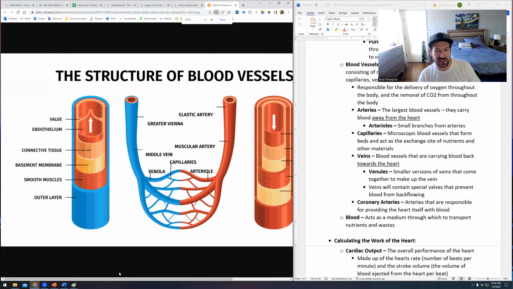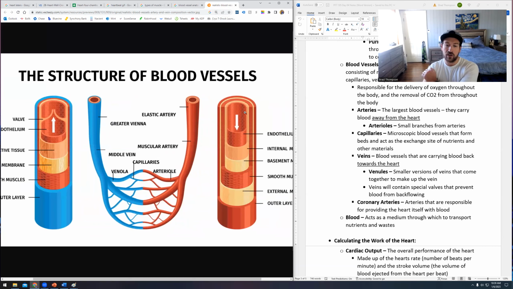You take a look here, you can see your arteries are much thicker walled. They have to be. I mean, the blood's coming right out of the heart. Pressure's really high at that point. We don't want to break it. But your veins, their walls are actually relatively thin. And that's because pressure's really low, right?